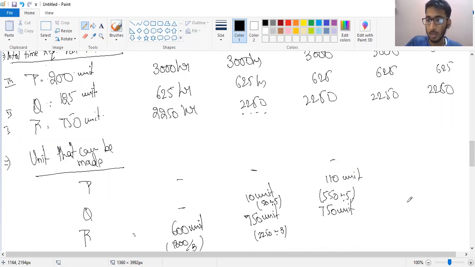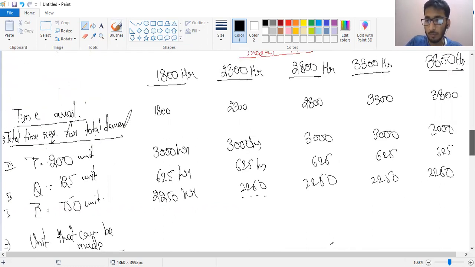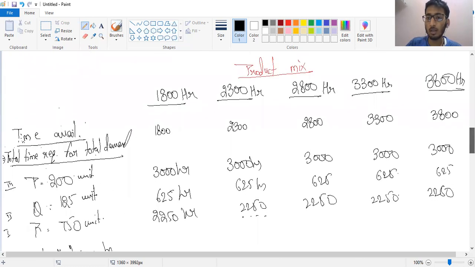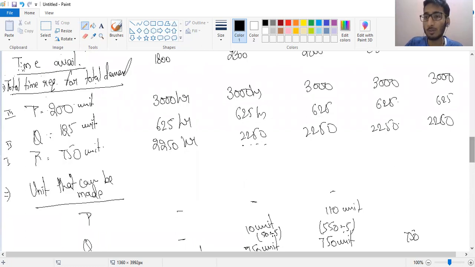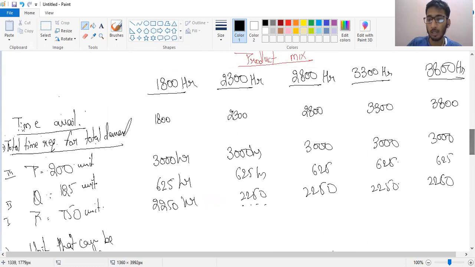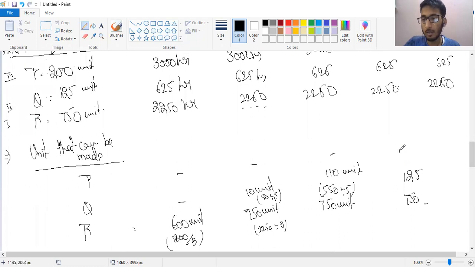Okay, P would not be made, 750 in the fourth scenario. And since 3300 hours are available to you, for R and Q you require how many? I can say 2875. So basically in 3300 hours, you can make some units of P as well. So I will make full units of R first, then full units of Q, and just see how many hours are left. So 3300 minus 625 minus 2250, it would be 425 hours. So basically 425 hours are left.